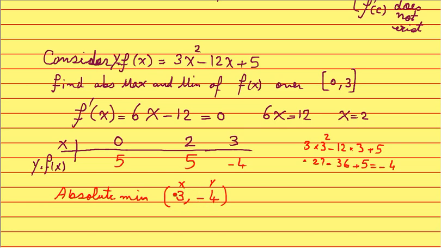How about absolute maximum? It so happens that these guys tie. So at some corner and some intermediate point, the maximum happens. So I have at the point 0 and 5, as well as 2 and 5.